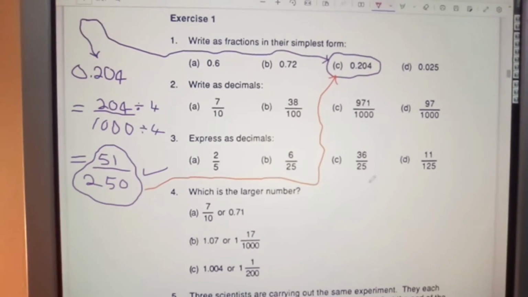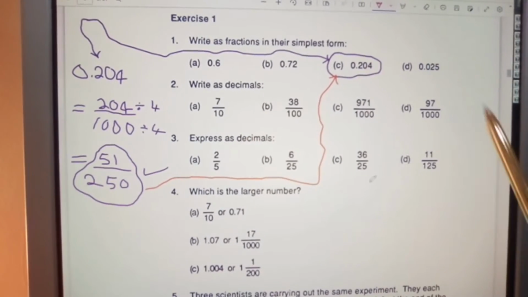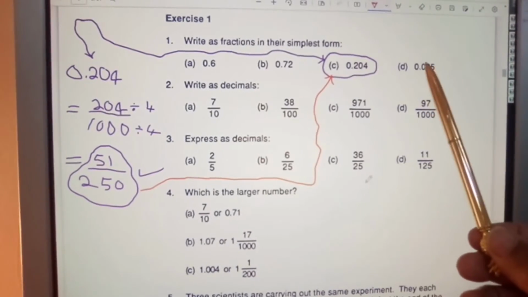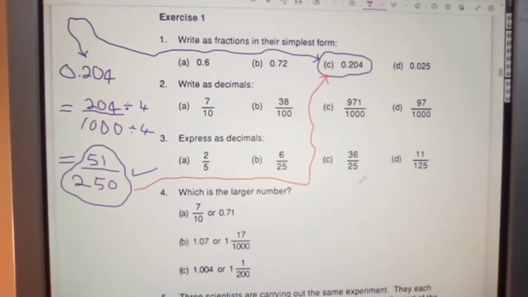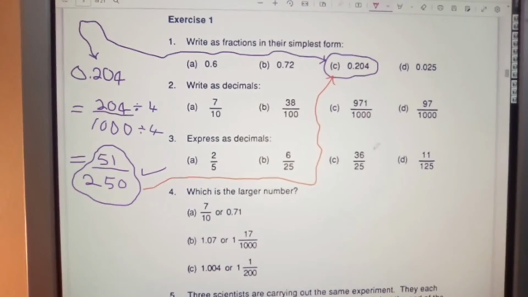Right, let's do the next one, D, okay? And that's the one I'm going to look at now. So let's clean off my board because we need a clean board now, okay?